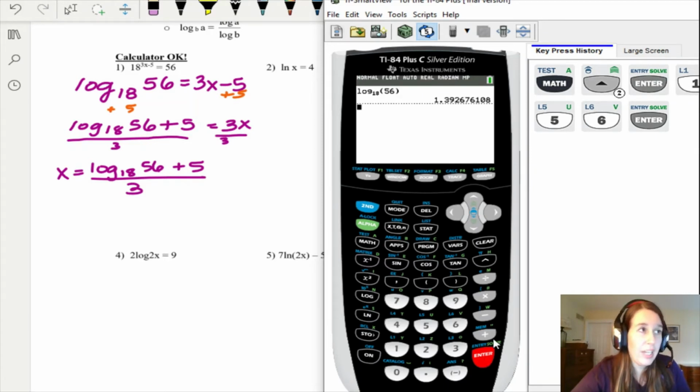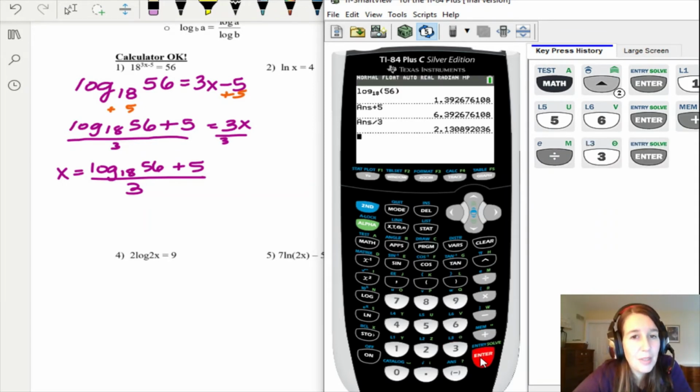And then you can hit enter, you get that number, you're going to add 5 to it, and then you're going to divide by 3. I did that in 3 separate steps to make sure that my order of operations was correct. If you don't do it in separate steps, you need to put a parenthesis around the numerator to tell it that you want to divide everything by the 3. Okay, so I feel pretty good about my answer though because I did do it in 3 separate steps.